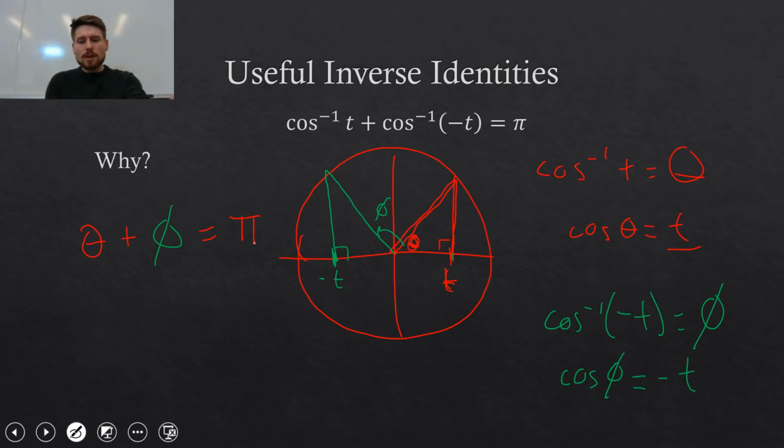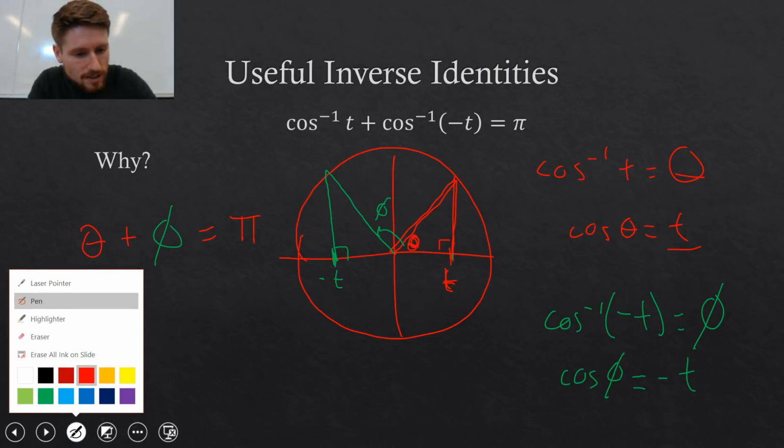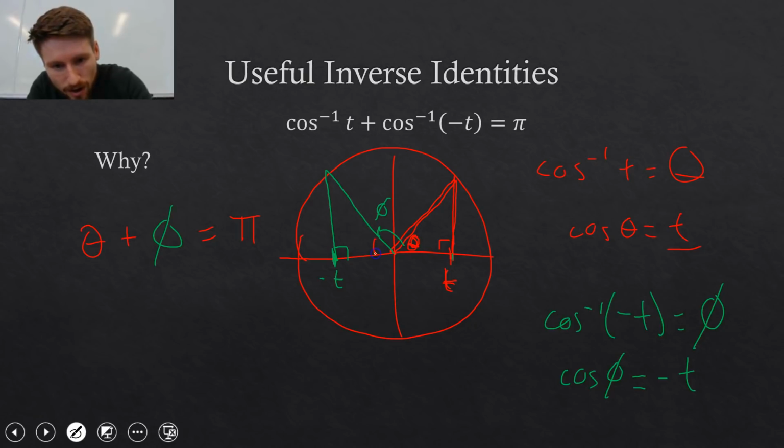If it's not super clear why that's the case, I'm going to just show you that these angles are the same triangles, so these angles are congruent here. So if I took green, which is phi, I take green and I add on to it this bit here, which is theta, I get to 180 or pi. Okay, so phi plus this bit adds up to pi, and that bit right there is theta. And so these angles are supplementary. Cosine inverse of t plus cosine inverse of negative t equals pi.